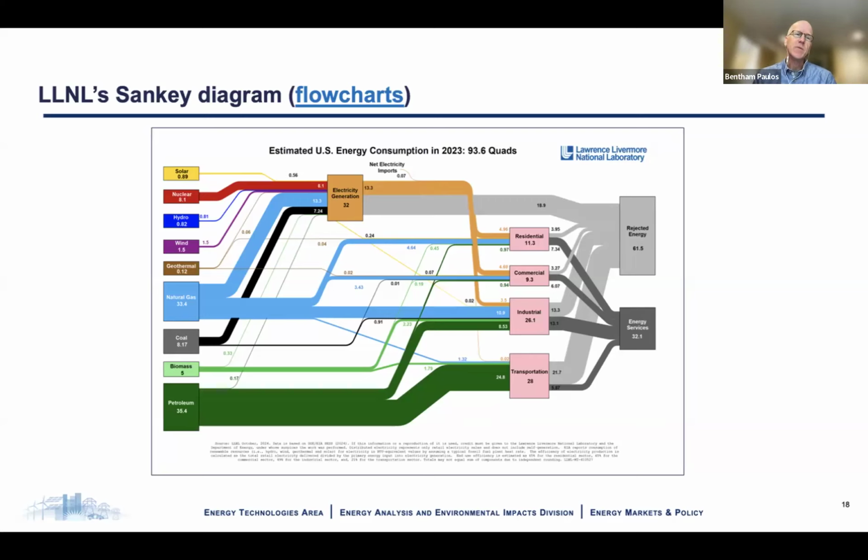It shows energy inputs on the left and energy services or rejected energy on the right, and it tells you how it gets from one to the other through electricity or different sectors. And the stunning conclusion everyone takes from this is the massive amount of rejected energy or wasted energy that comes from electric generation and transportation, especially.